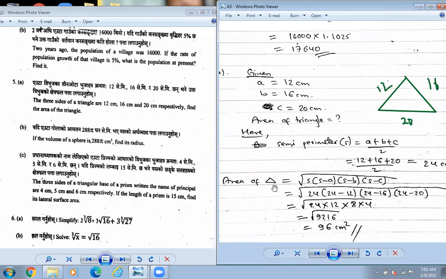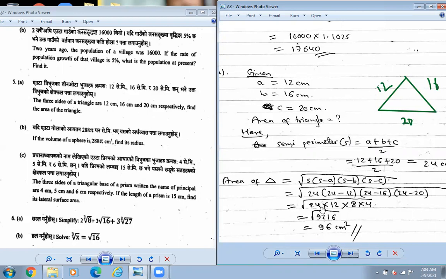Now let us find out the area of triangle. So area of triangle means root under s, s minus a, s minus b, s minus c. S is 24. So in the bracket, 24 minus a means 12. Okay, 24 minus b means 16. So 24 minus c means how much? 20. Right? So put the value.